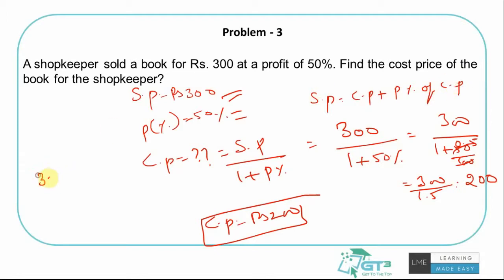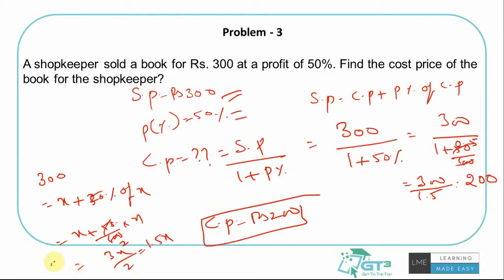Selling price is 300, the cost price is unknown, so I would take x. That is x plus 50 by 100 into x, that's 3x by 2 or 1.5x, which is equal to 300. So x is 200 rupees. It's the same thing. It's just that I'm cutting one or two steps by using the formula.